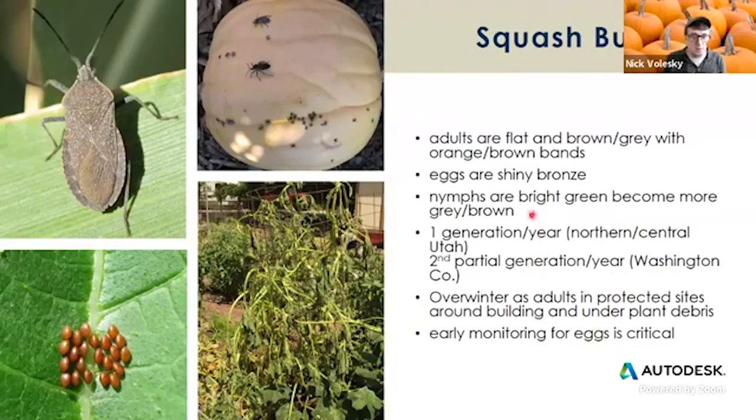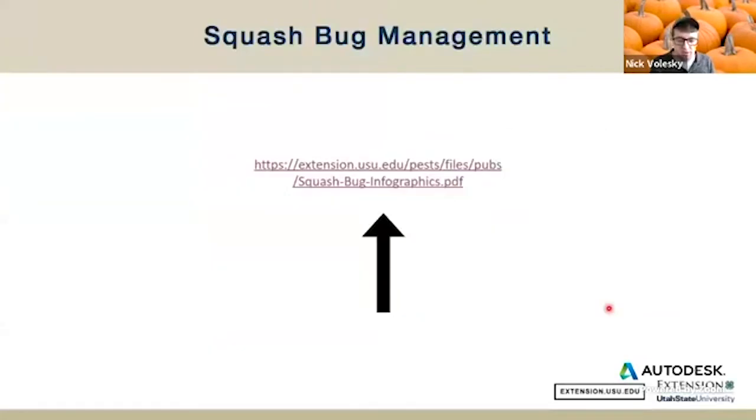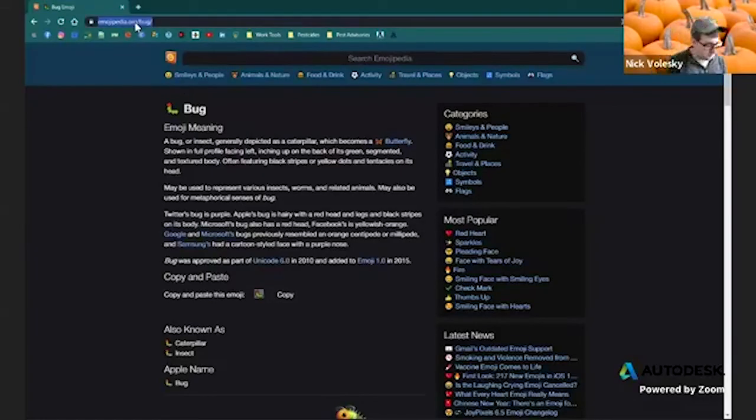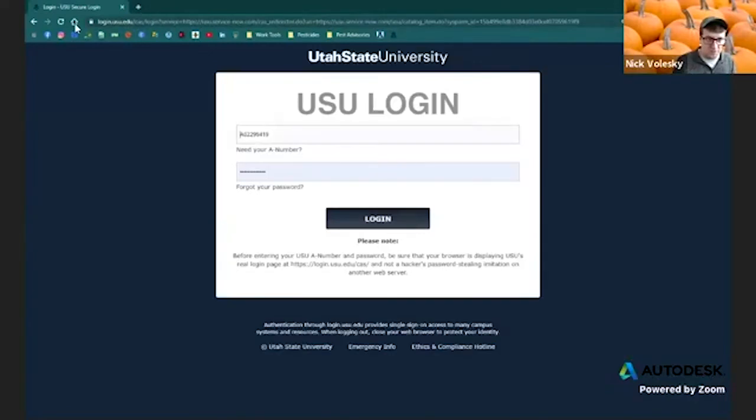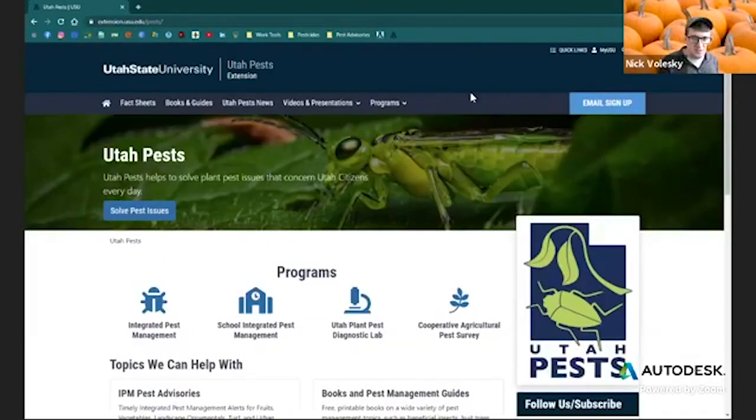And then the best way to manage them is early monitoring for eggs. So that's critical. As soon as the season starts, you want to be out looking for these eggs and removing and destroying them. So I'm going to share my screen, another screen about squash bug management. Wrong website. Can everyone see this screen?